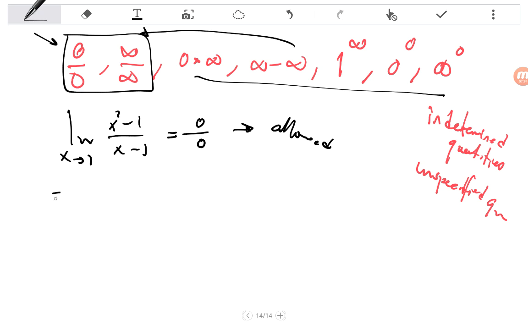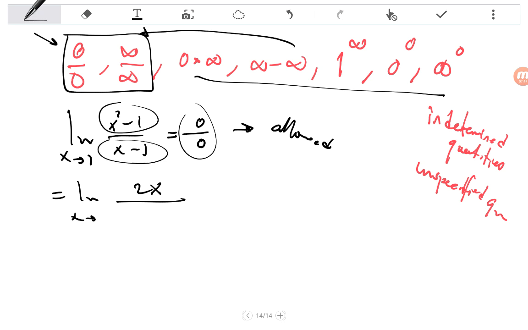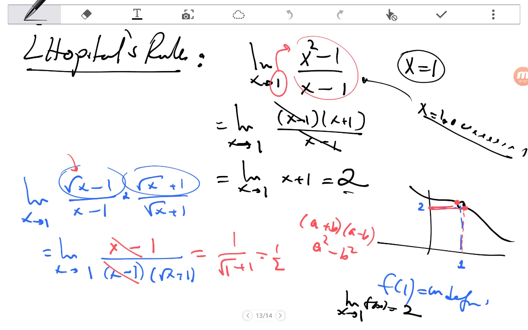How would I apply it? It just says that whenever I have an indeterminate quantity like this, 0 by 0 or infinity by infinity, I differentiate: make a derivative of the numerator by itself and the derivative of the denominator by itself. So that will be 2x, which is the derivative of the numerator, divided by the derivative of the denominator, which will be 1. Now I make a direct substitution, which will be 2, which is exactly this result.